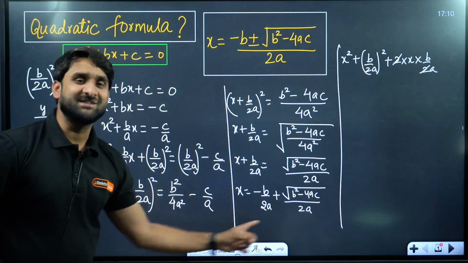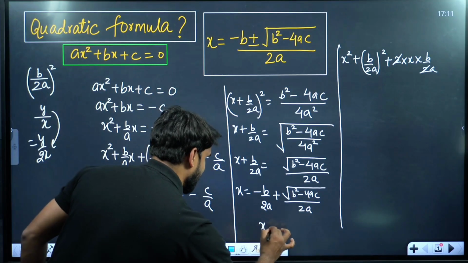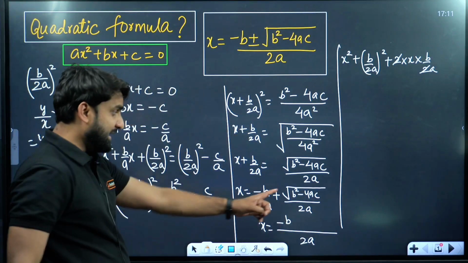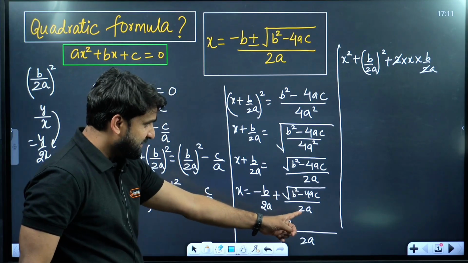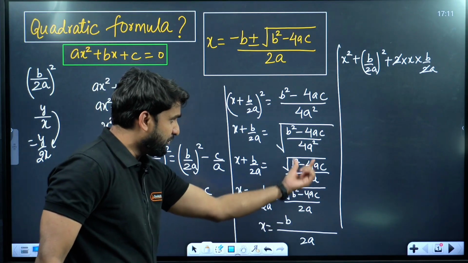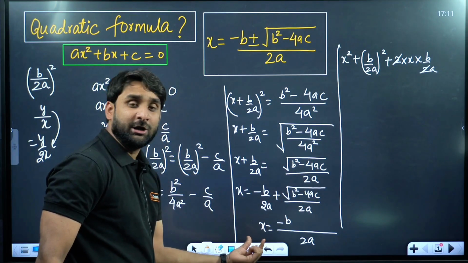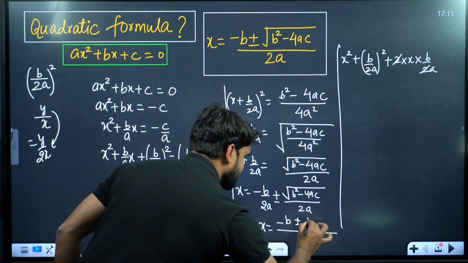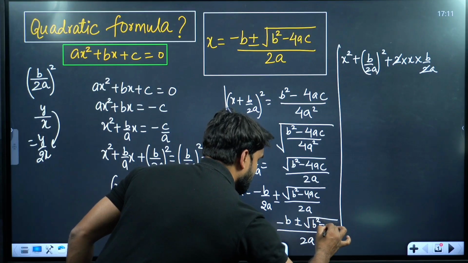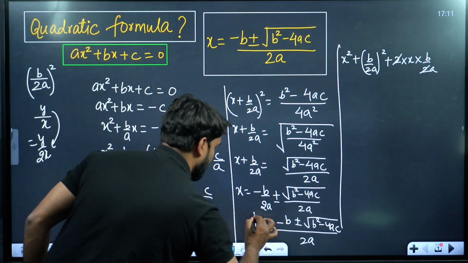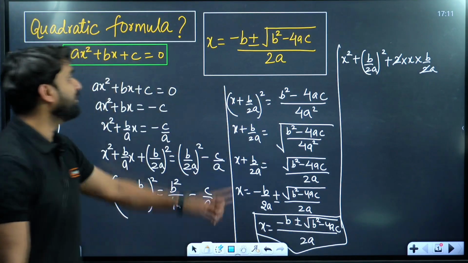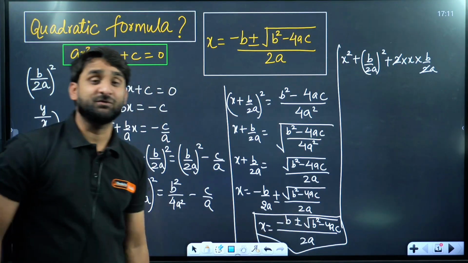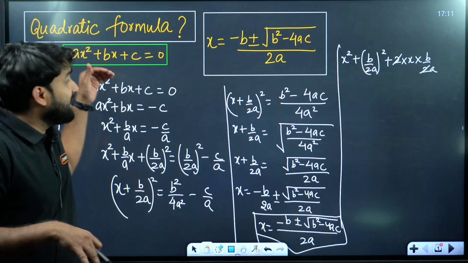Can we take the LCM here? After taking the LCM, we get 2a, and this is minus b, and here we have solved under root 4a square. We are writing here 2a. So we have to put here a plus minus sign. So this will become plus minus under root b square minus 4ac. And this is what? This is the quadratic formula. You can match the formula: minus b plus minus under root b square minus 4ac divided by 2a.